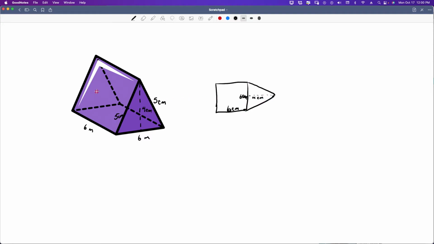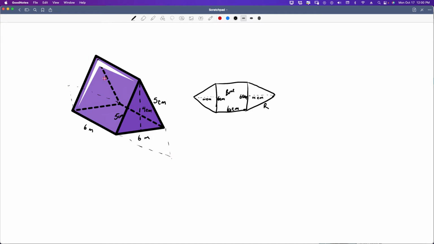And the other side of the triangle, this is my right, this is my base, this is my left, and it's the same. I have a height of 4 centimeters with a base of 6 centimeters. So you can see how I laid that out. I just laid it out flat like that, and I laid this one out flat like that, just folded it down. So there's my net.